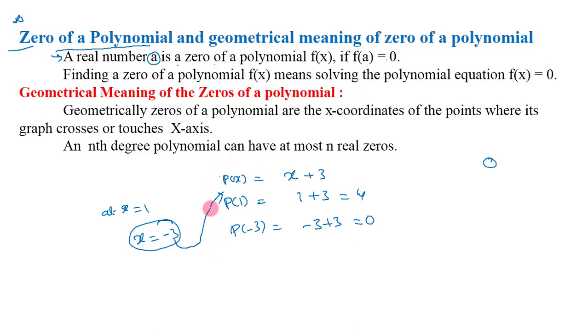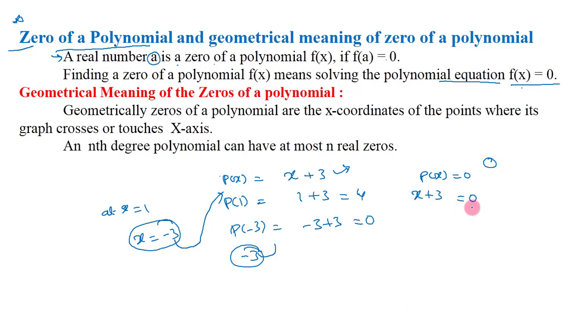Likewise, here minus 3 is 0 of this polynomial. And here, finding the 0 of the polynomial f of x means solving the polynomial equation f of x is equal to 0. Suppose you want to find the 0 of this polynomial. Then we have to take this as the equation, not in the form of a polynomial.